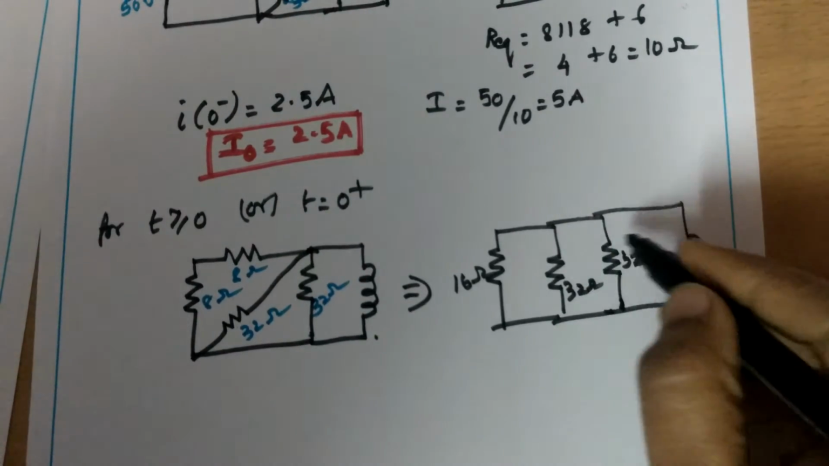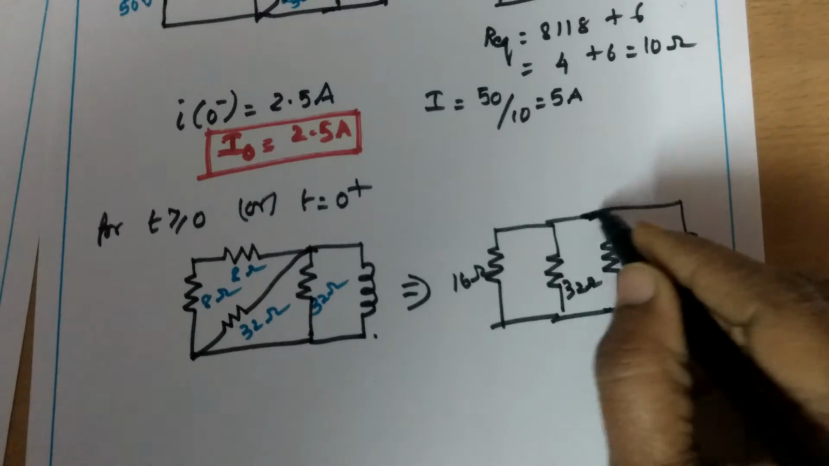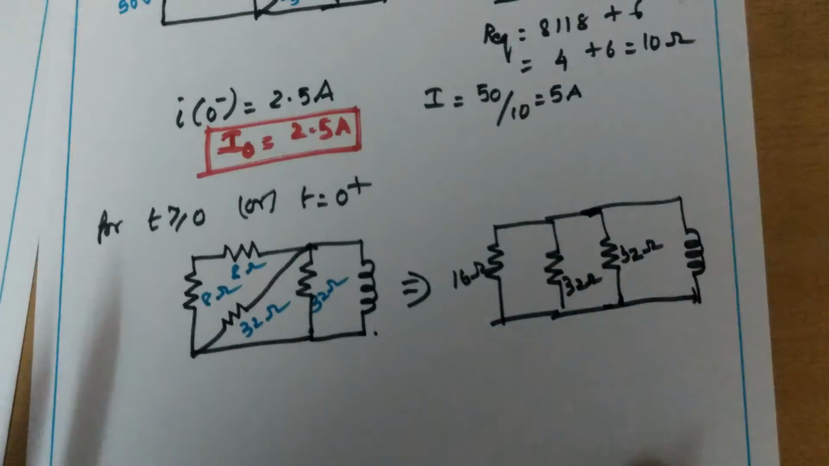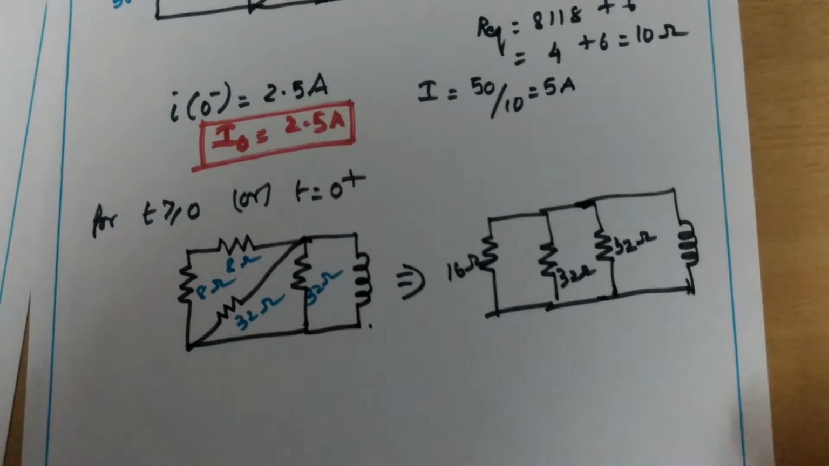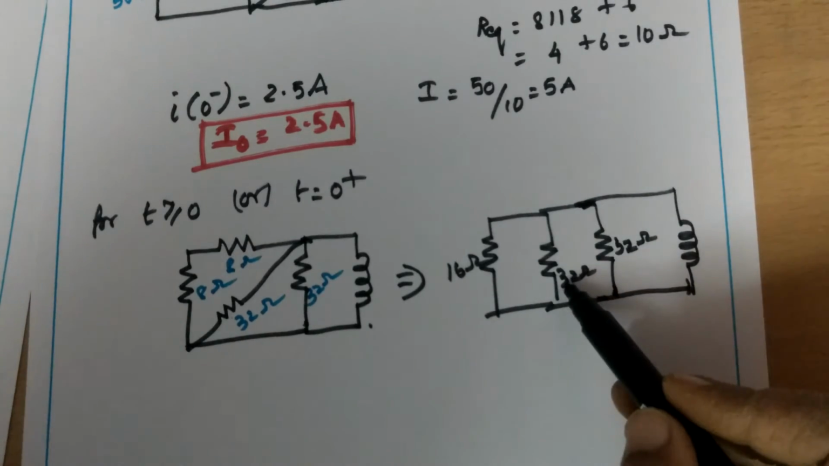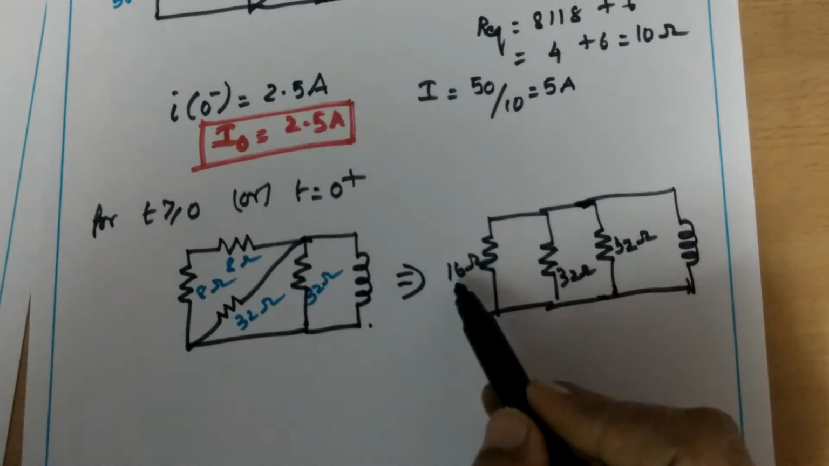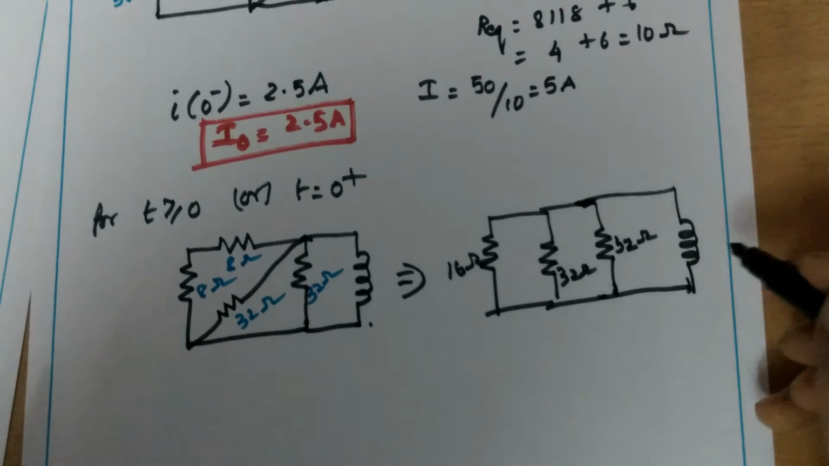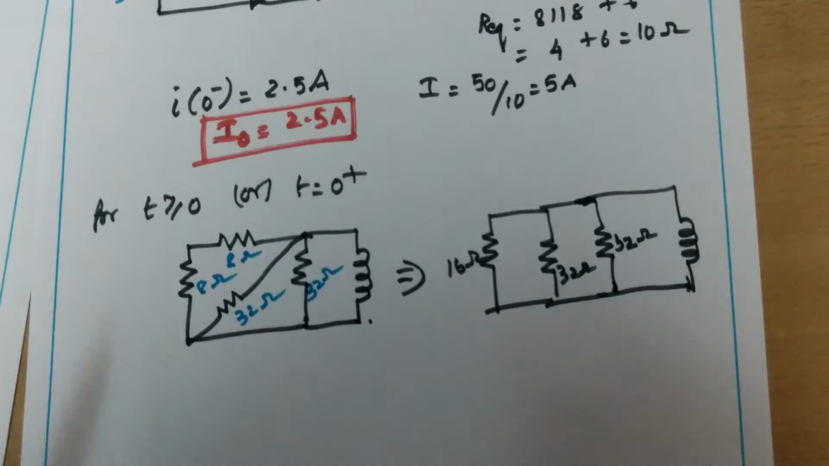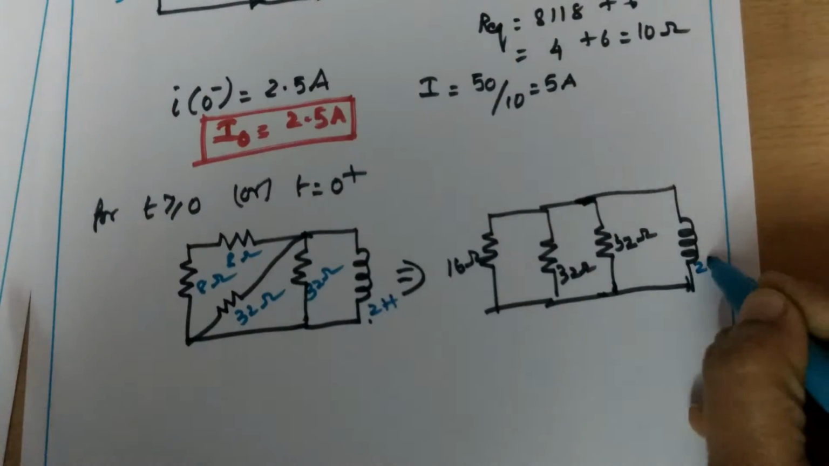We have to find the current equation with the initial condition of value. Okay, so here 32 ohms and 32 ohms are in parallel, which is in parallel with 16 ohms. So here L equal to what is the value given, 2 Henry. So here also 2 Henry.